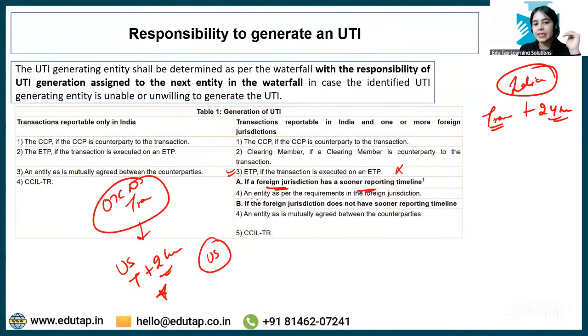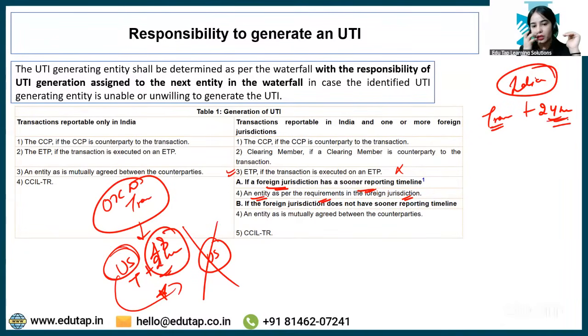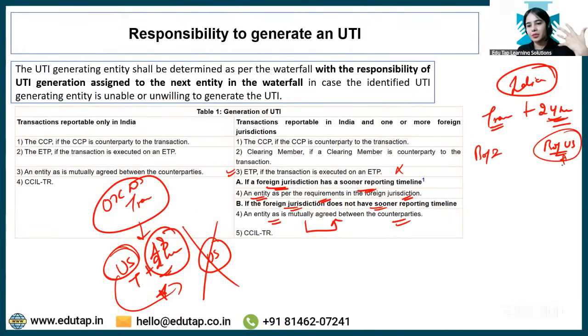So in this case, the entity as per the requirement in the foreign jurisdiction will generate the UTI. But let's say the reporting is not sooner in the US, it is 48 hours in the US, while in India it is within 24 hours. So if the foreign jurisdiction does not have a sooner reporting timeline, the entity as is mutually agreed between the counterparties, between Bank of India and Bank of US, whichever is decided, let's say Bank of US has been decided, it will generate the UTI.